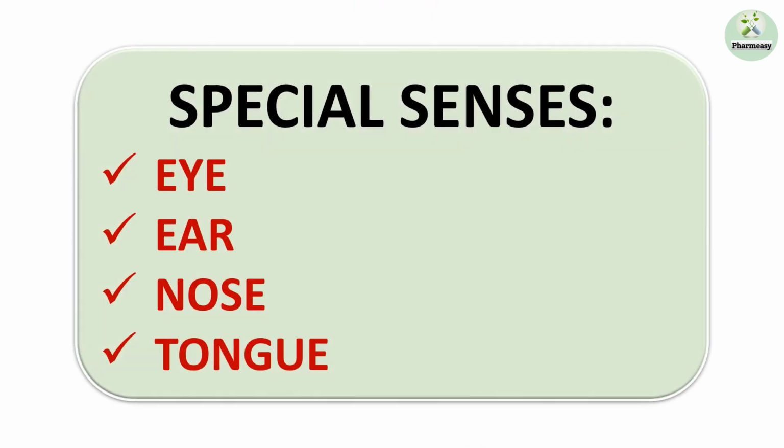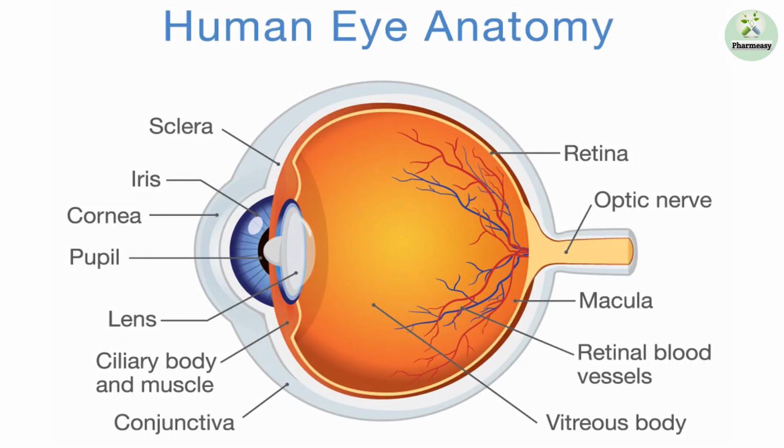Now, our next and important topic is special senses. There are many special senses in our body such as eye, ear, tongue, nose, and many more. So, we will study these special senses one by one. And first one is eye. This is a structure of eye.